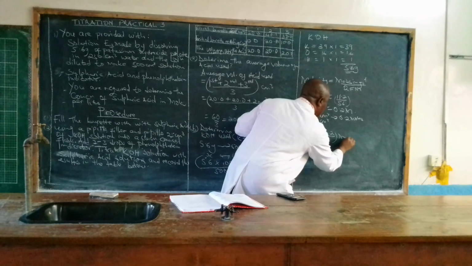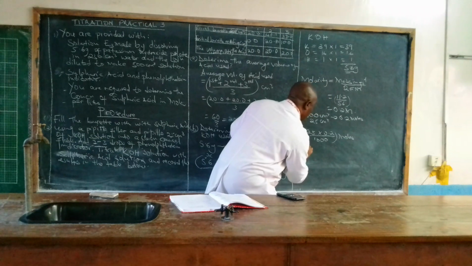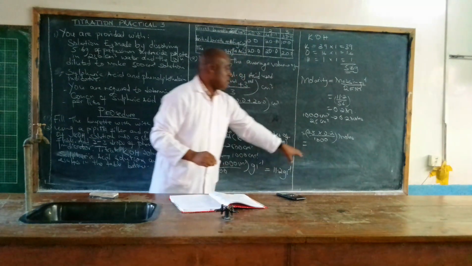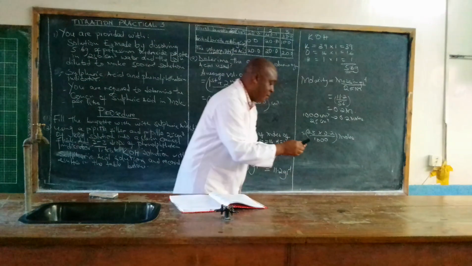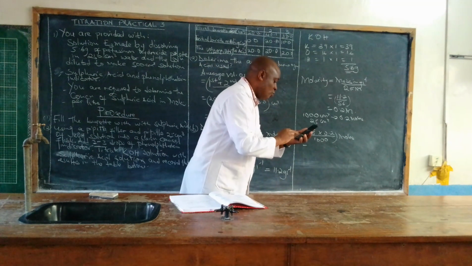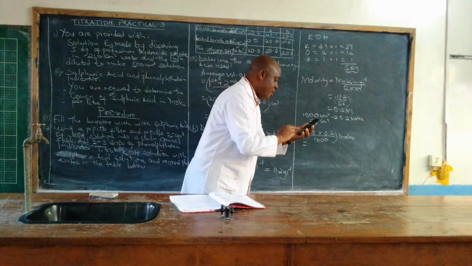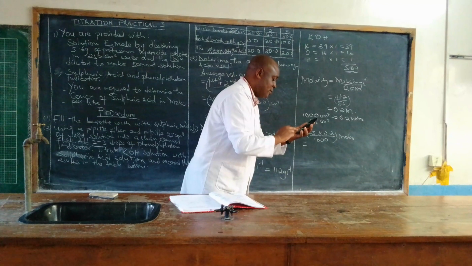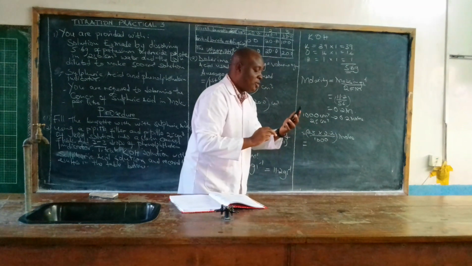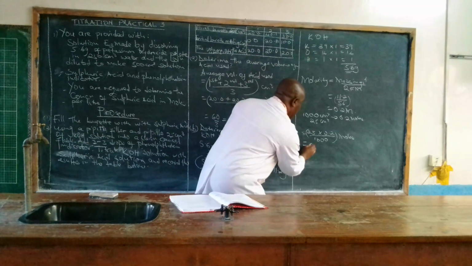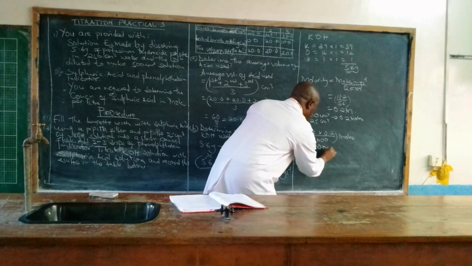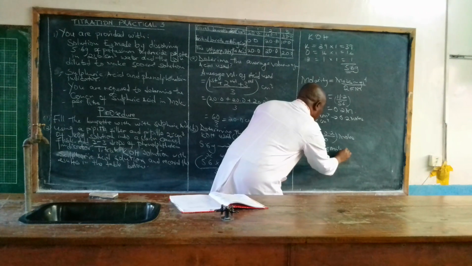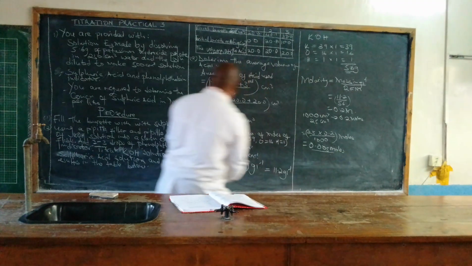These are the number of moles, right? So it's going to give us what? If we divide very well, 25 times 0.2 divided by 1,000 is equal to 0.005 moles. So we have answered that.